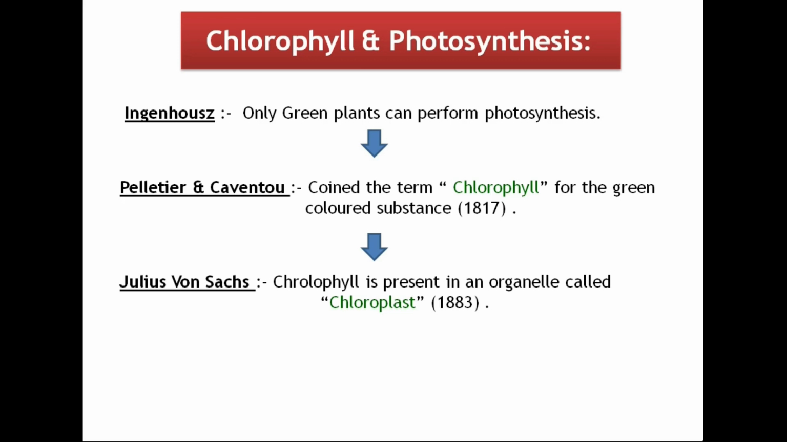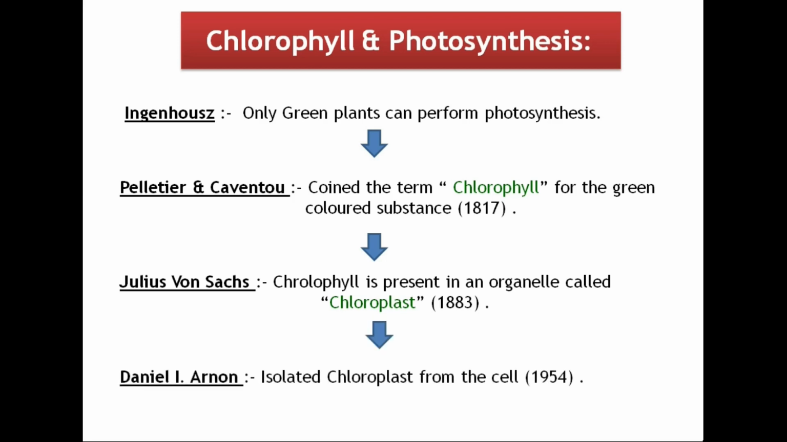In the year 1954, a scientist called Daniel I. Arnon was able to isolate the chloroplasts by breaking the plant cell without damaging them. Now let us observe the transverse section of the leaf to find out the chloroplasts.